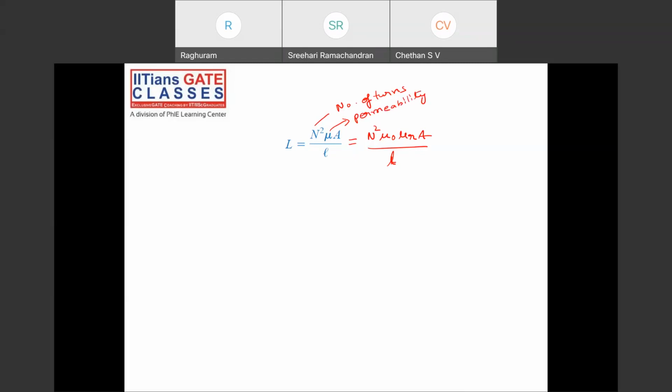In capacitance we have seen something called epsilon. Epsilon is permittivity and mu is permeability. In inductance you have permeability. Mu naught is the absolute permeability, and mu r is the relative permeability. A is the area of cross section, and l is the length of the inductor.